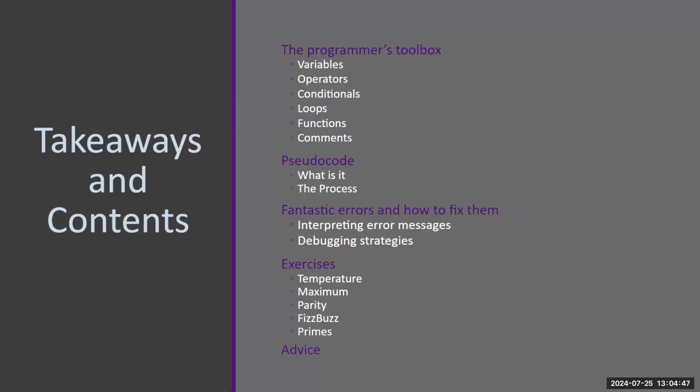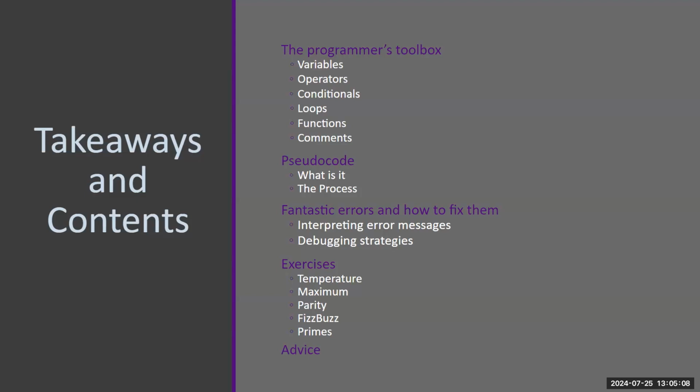Here are some of the takeaways and contents that we're going to be going over. So first of all, we've got the programmer's toolbox. So things like variables, operators, conditionals, loops, functions, and comments. We're also going to go over pseudocode. What is it, and what's the process in doing it?